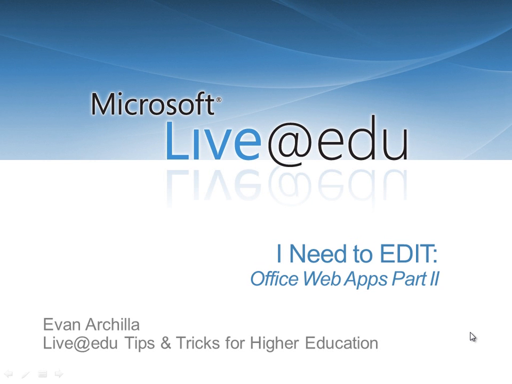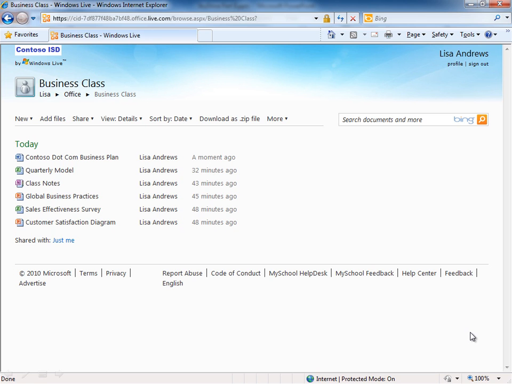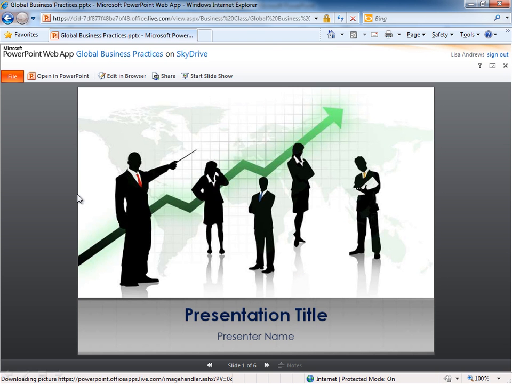Let's take another look at the Office Web Apps functionality in SkyDrive. Here's my SkyDrive folder. We've looked at the Word web app in another screencast. I'd like to show you a little bit about how the PowerPoint web app works. If you simply hover over a PowerPoint file within your SkyDrive and click the name of the file, it will take you out to the read view of the PowerPoint web app.